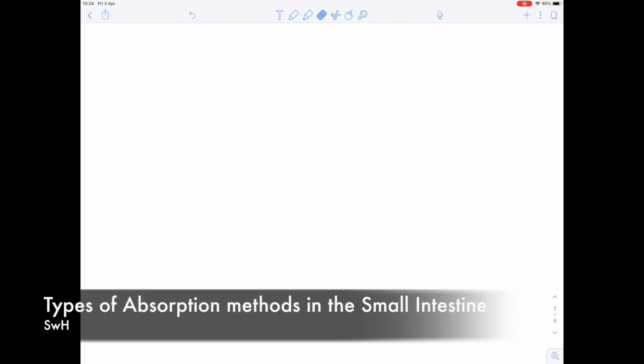In today's A-level IB video, we're going to look at absorption, and specifically within the small intestine. So how do various substances, so soluble food products, pass across the wall of the small intestine into the blood? And that's what today's video is all about. So, absorption in the small intestine.